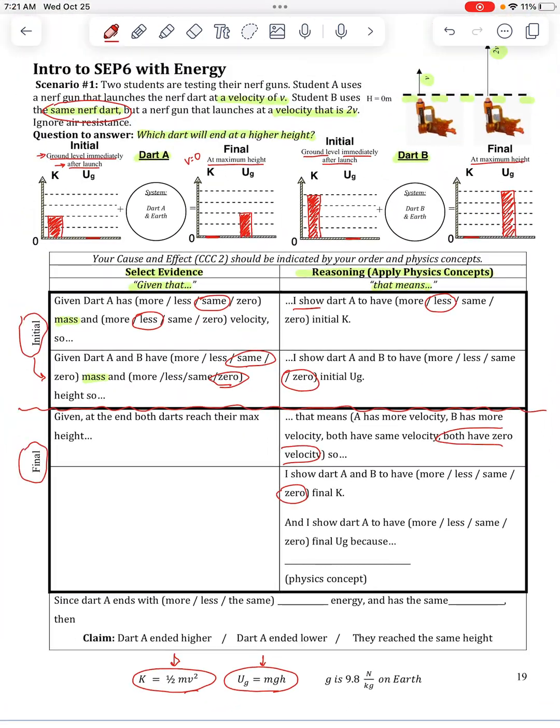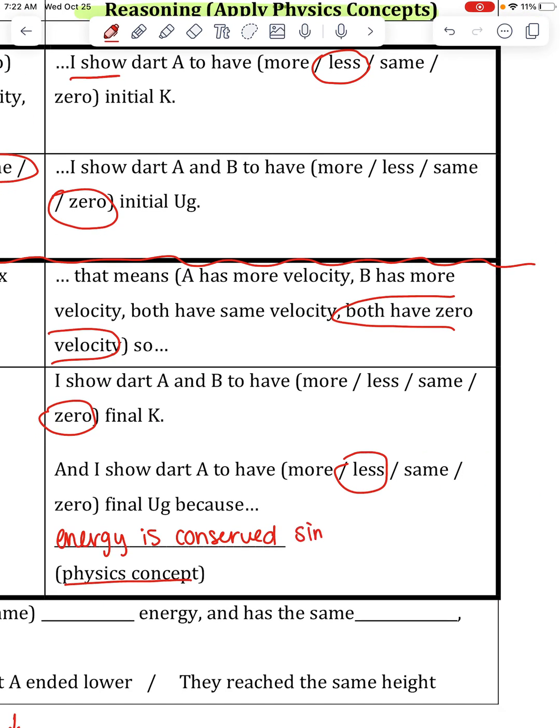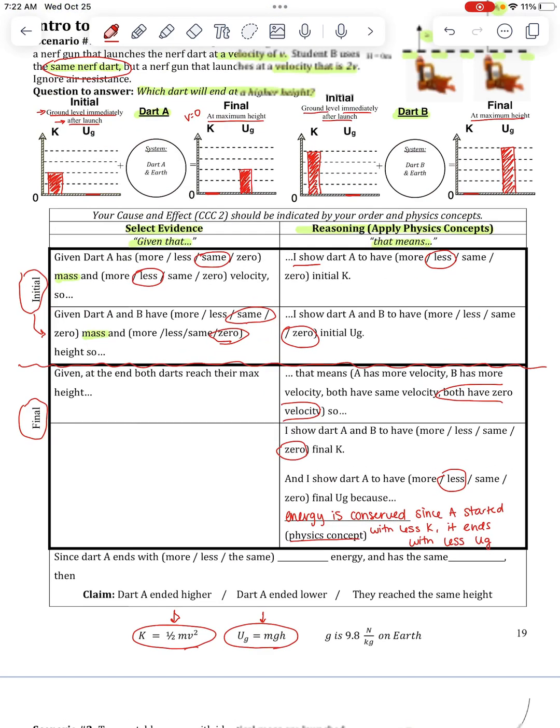So then I show dart A to have less final UG because, and there's a physics concept we need to bring in here, and the idea is conservation of energy. So because energy is conserved, I'm going to say since A started with less K, it ends with less UG. So we've established why the UG is less for dart A. Since dart A ends with less UG, we restate that in our end bottom statement, and has the same mass, this means dart A ended lower.